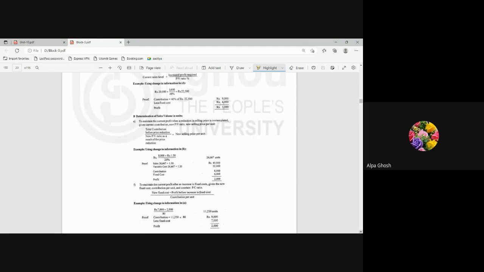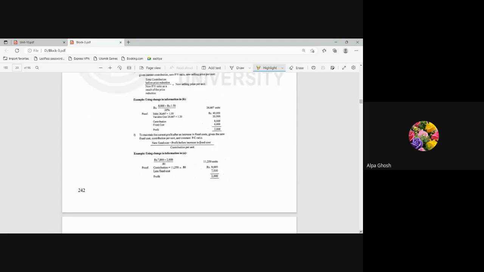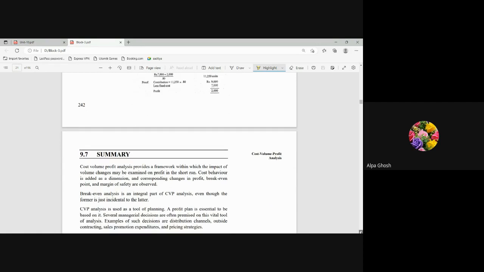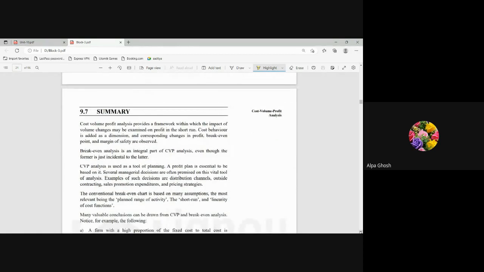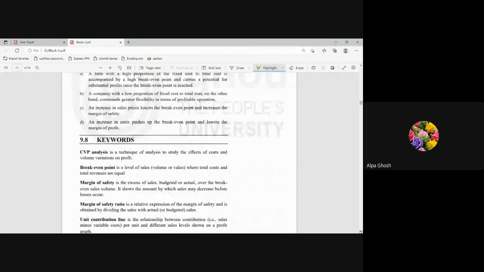Okay. So these are all the applications. And with this, we come to the end of cost volume profit analysis. The keywords that we have learned today is CVP analysis, cost volume profit.